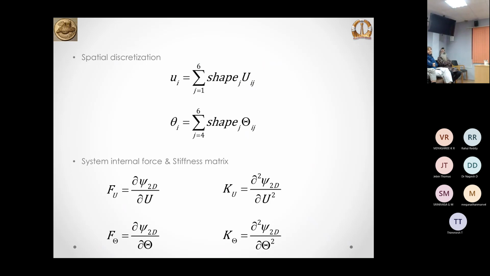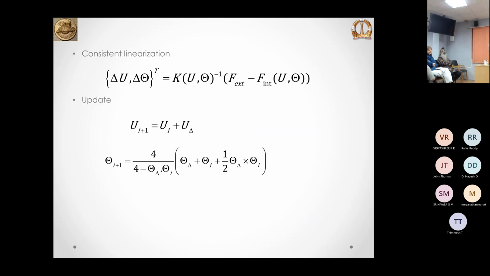This is for rotations. And we calculate the internal force vector from the derivative of strain energy with respect to u and theta. And the stiffness is the second derivative of strain energy with u's and thetas. With that, we linearize and form the Newton-Raphson form and calculate the delta u and delta theta. And we update it: u i plus 1 is u i plus delta u i. But the update of rotation is given by this Rodrigues formula. It's not so simple actually.